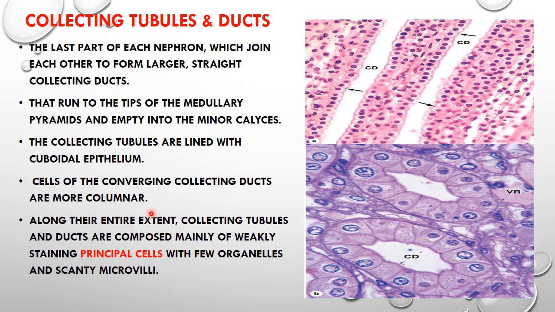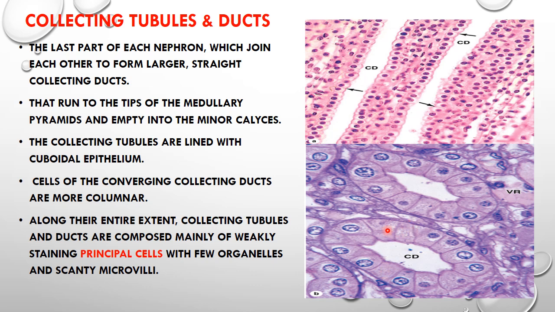Now the collecting tubules and the ducts. The collecting tubules are the last part of each nephron, and they join to form the larger straight collecting ducts. They run into the tips of the medullary pyramids and empty into the minor calyces. The collecting tubules are lined with cuboidal epithelium. The cells of the converging collecting ducts are more columnar. Along the entire extent, collecting tubules and ducts are composed mainly of weakly stained cells, which are called the principal cells. These principal cells have few organelles and scanty microvilli.